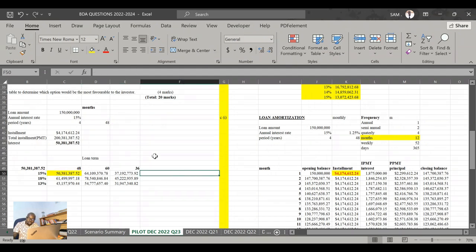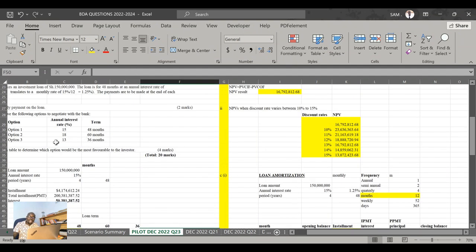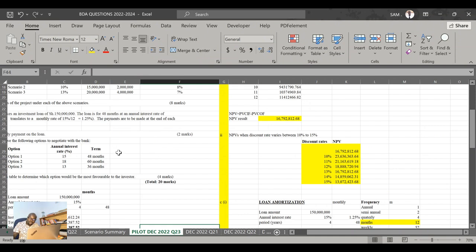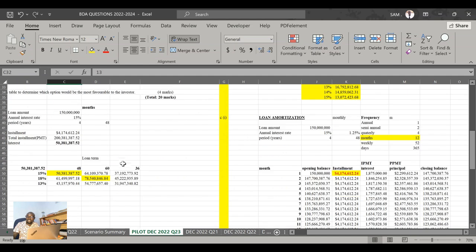Now, if I go for option 2, I will repay back in 60 months, but the annual rate will be 18%. So, what is the total interest I will pay at the end of the period? 60 months at 18%, I'm going to pay back 78 million as total interest. Option 3, if I take option 3, then I will pay back the loan in 36 months at an interest rate of 13%. So 36 months, 13%. How much am I going to pay back as interest? I'm going to pay back 31 million.